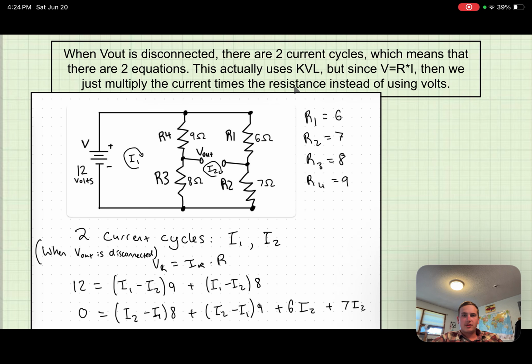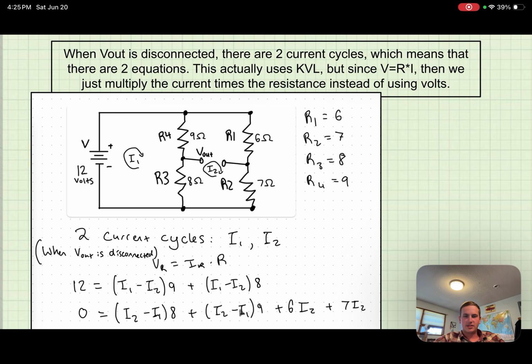We're going to actually use KVL. This really confused me because we're dealing with current here in amps. All these I's represent amps. But this V here stands for volts, so we're using the volts law, but we're in amps. Of course, we use Ohm's law to convert back and forth. Initially, that really threw me off. It took me quite a bit to figure that one out.